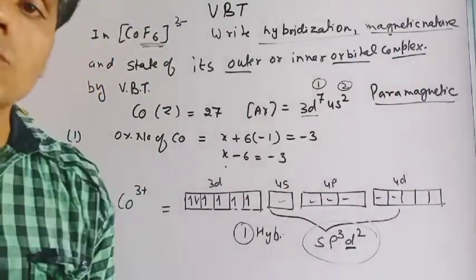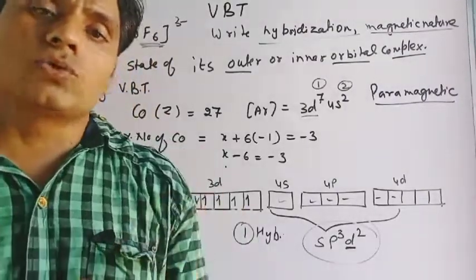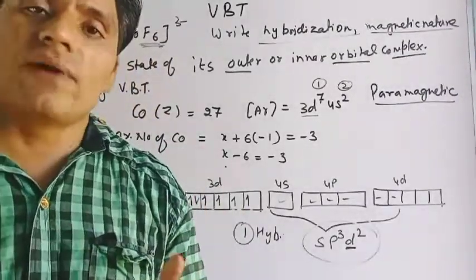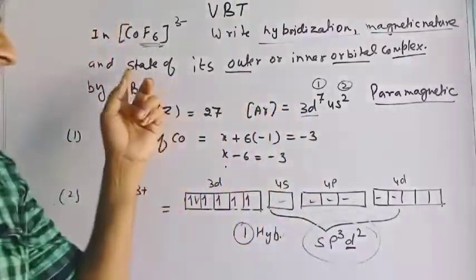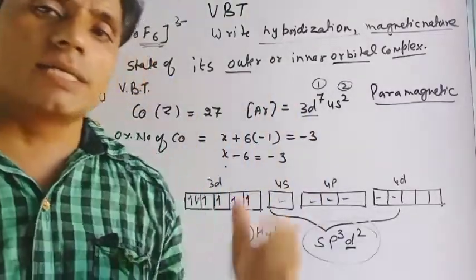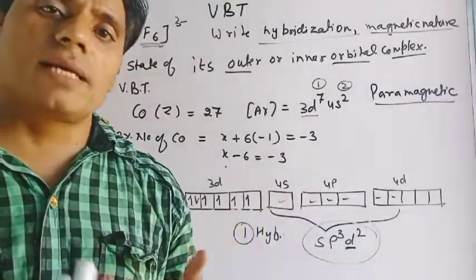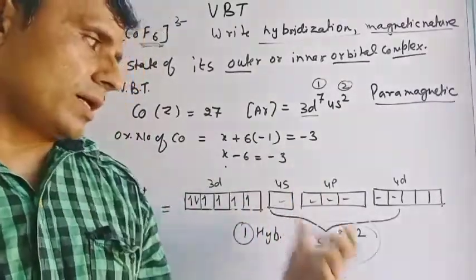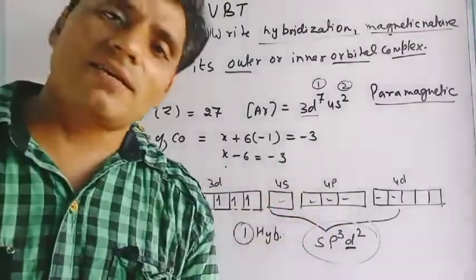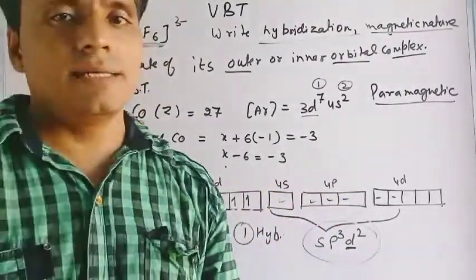So students, this is a very easy question. By knowing two things, number one, we find the oxidation number of the central metal atom, and number two, the ligand state. If the ligand is weak, it cannot pair up the electrons. If the ligand is strong, it can pair up the electrons. By using this, you can easily find the solution. And thank you.